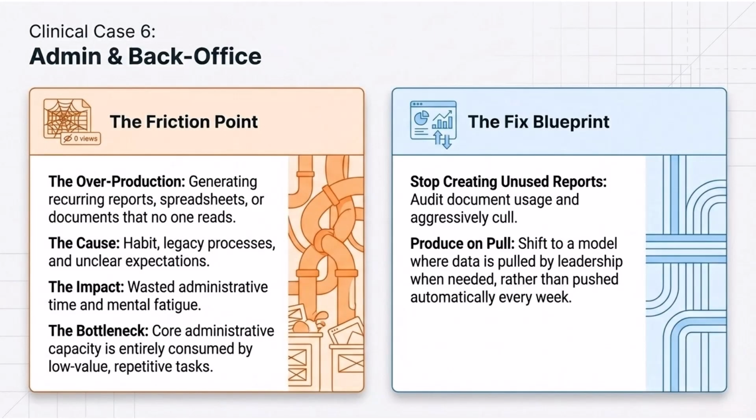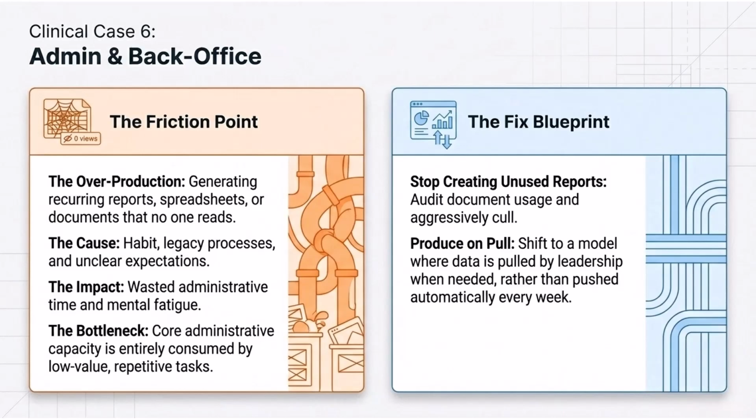And then this example is the admin and back office, where we have an overproduction which is generating recurring reports, spreadsheets or documents that no one reads. The cause is habit, legacy processes and unclear expectations. The impact is wasted administrative time and mental fatigue. And then the bottleneck is core administrative capacity is entirely consumed by low value repetitive tasks.